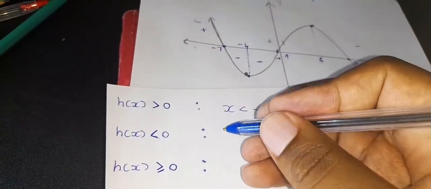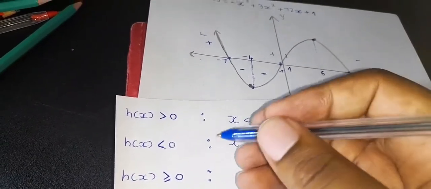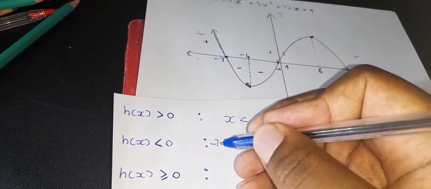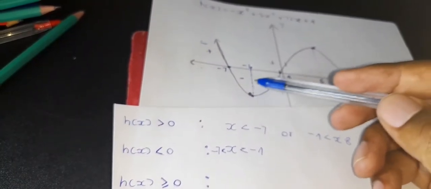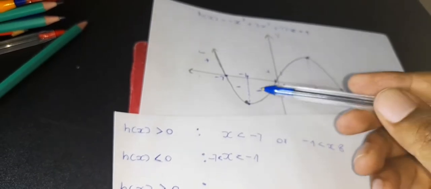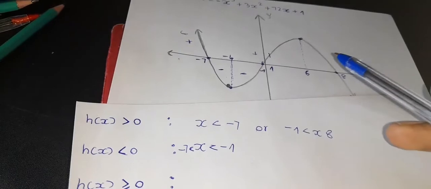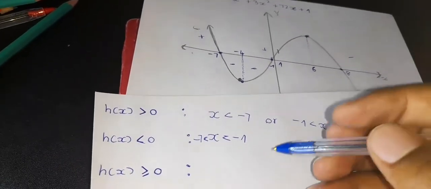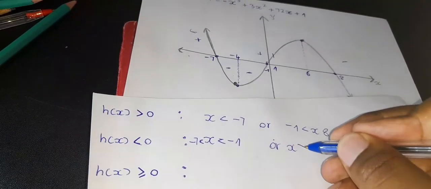So to answer this question, we can say x is between -7 and -1. Here, this is where the graph will be negative, because it's in the negative y-axis there, sorry. And then it will also be negative when x is greater than 8, or when x is greater than 8.